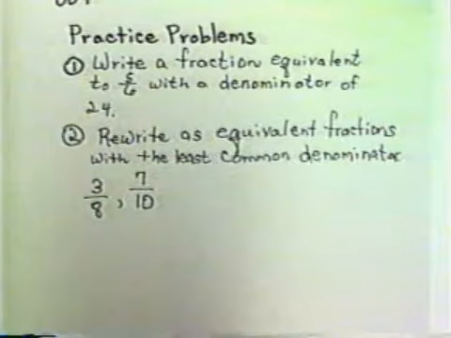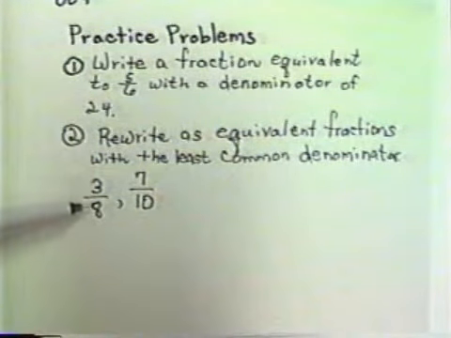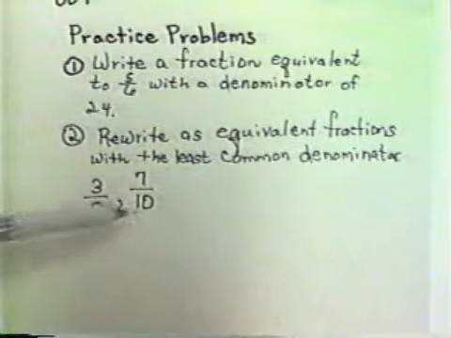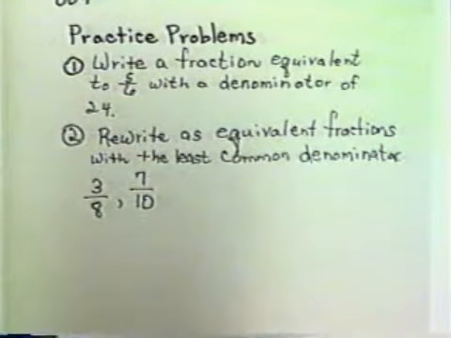Now I'd like for you to do 2 practice problems. Write a fraction equivalent to 5/6 with a denominator of 24. And then I want you to take the 2 fractions, 3/8 and 7/10, and rewrite them as equivalent fractions with the least common denominator.